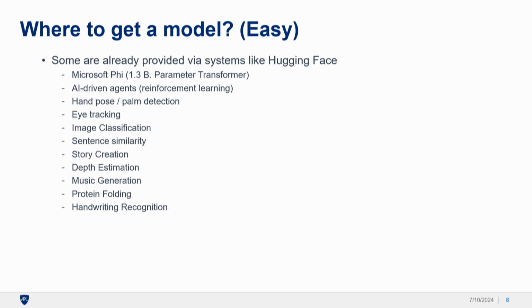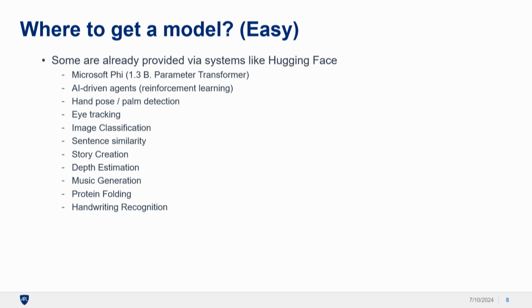And so, really the big question is how the heck do I get a model? Like, I want to do a thing. Like, where do I go? How do I get a model? And there are open repositories available out there. You can just go and download some of these.